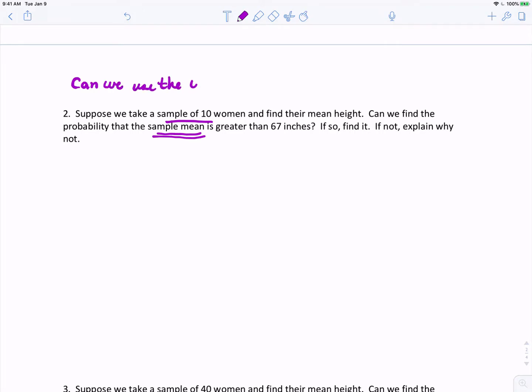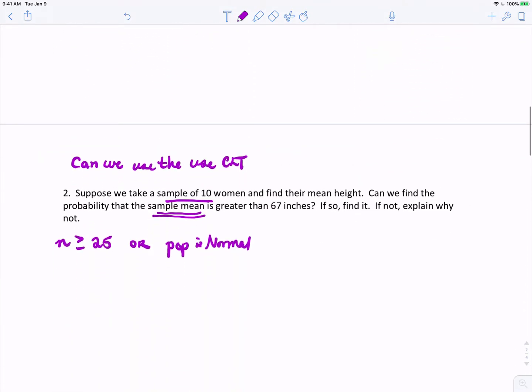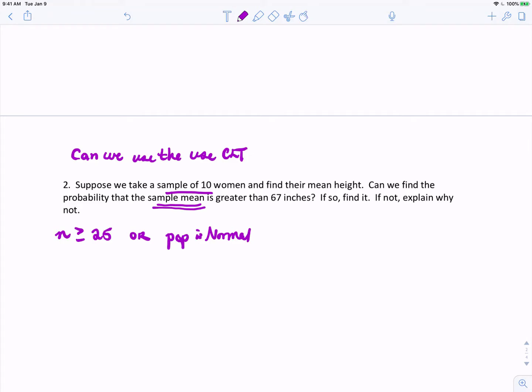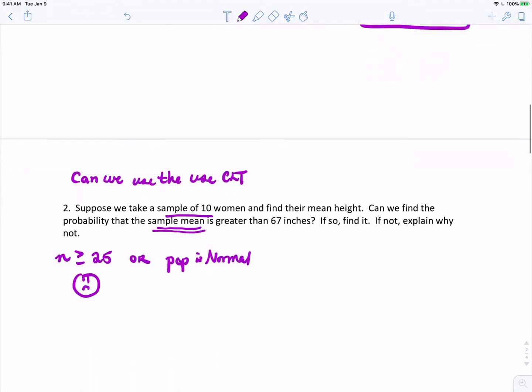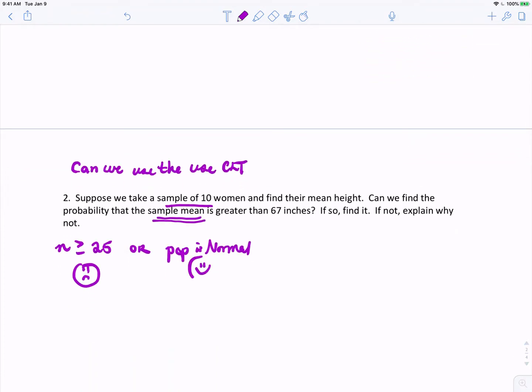Well, remember that to use the CLT, either n has to be greater than 25 or the population has to be normal. If you look back here, the sample size is 10, so n is not greater than 25. But if you look back in the original problem, we're told that the population of women's heights is approximately normal. So since one of these is satisfied, the answer is yes, we can find the probability.